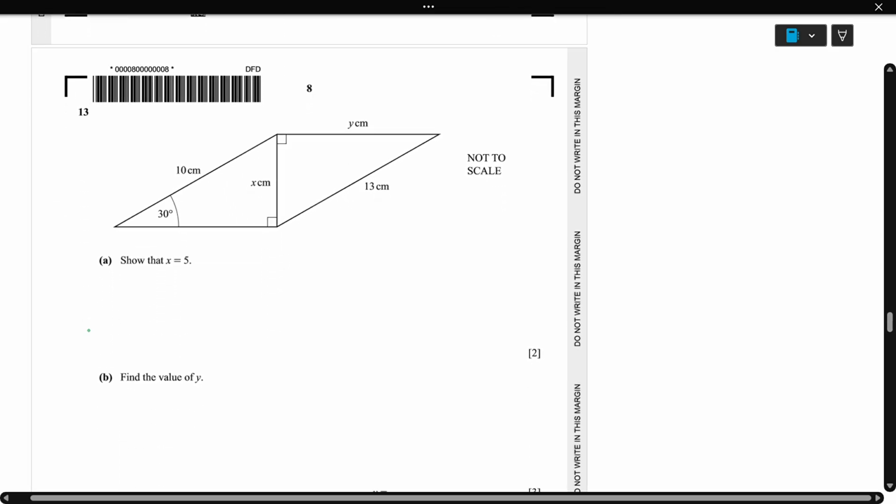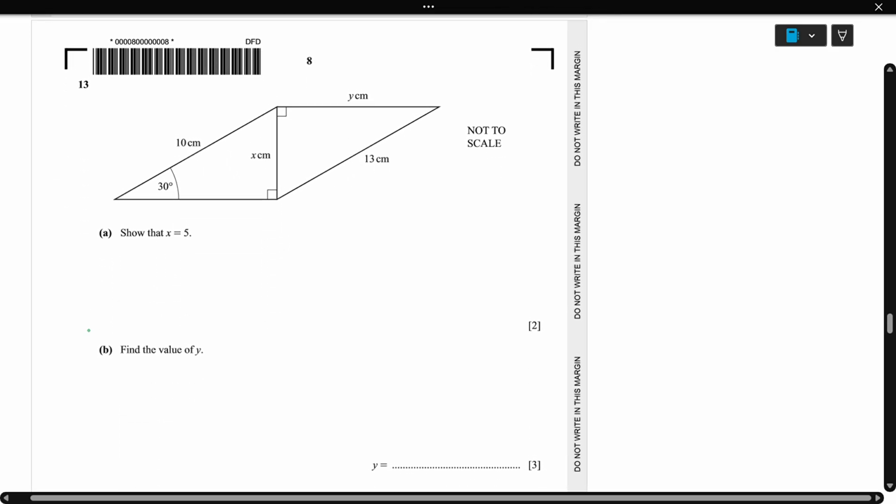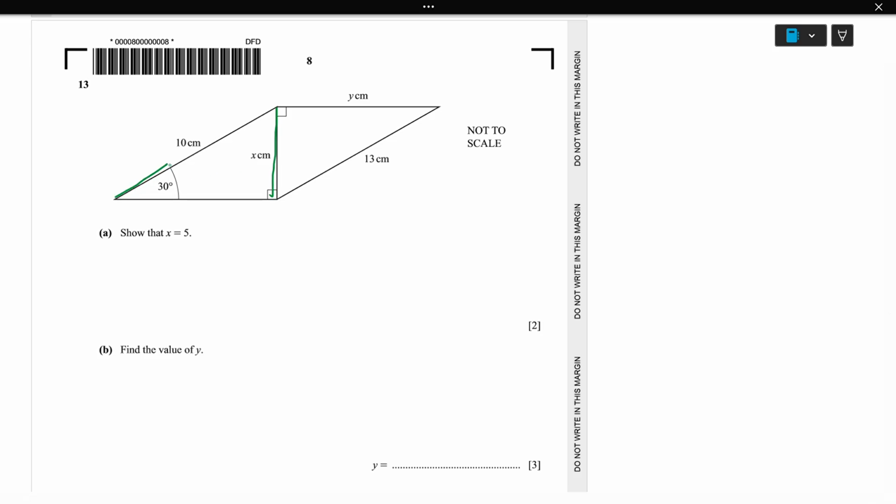Next, question 13. Here show that x equals 5. So we'll take the first triangle here, this triangle. We are using sine 30. This is your opposite and this is the hypotenuse, because the side opposite the 90 degree angle is always the hypotenuse. So opposite and hypotenuse are involved, so sine 30 equals opposite over hypotenuse.